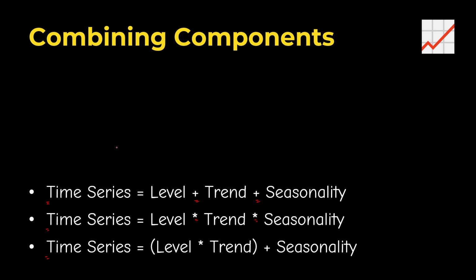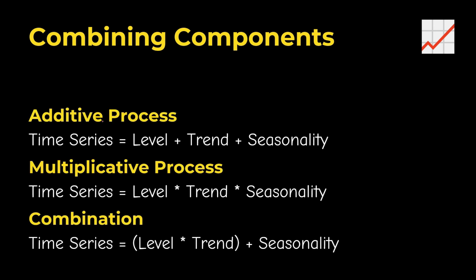Since this is all additions, it is called an additive combination. And since these are all multiplications, this one is called a multiplicative time series, right? Additive process, multiplicative process where everything gets multiplied. Additive process is where everything gets added up, and a combination could be a permutation of both the operators.